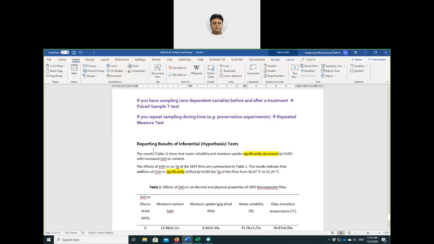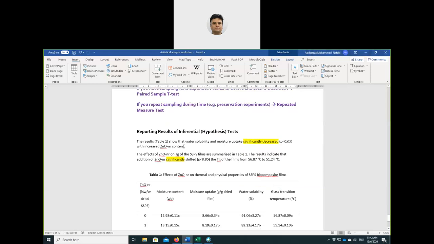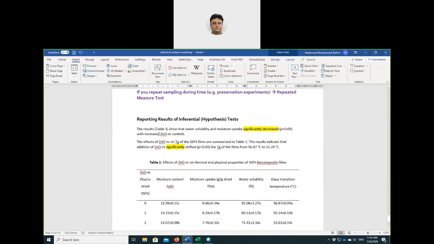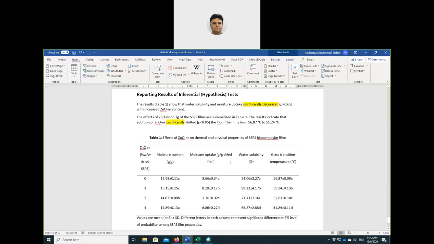If you want to report the inferential statistics, this is the last part. Around maybe 5 minutes we'll finish. The result in the table, you know how to report it in the text. The results in the bracket, table 1, show that water solubility and moisture uptake significantly decreased. How do they detect the significant decrease? Based on the inferential test that we use.